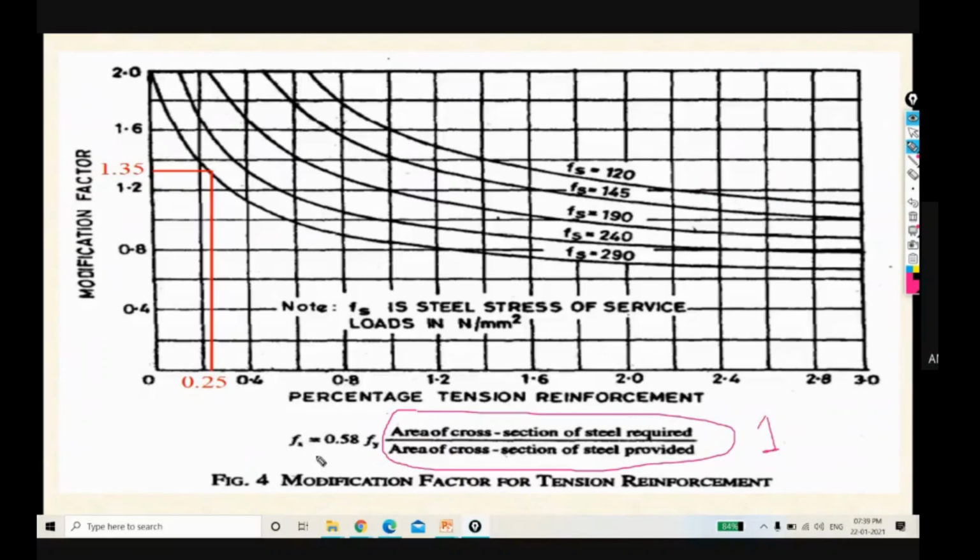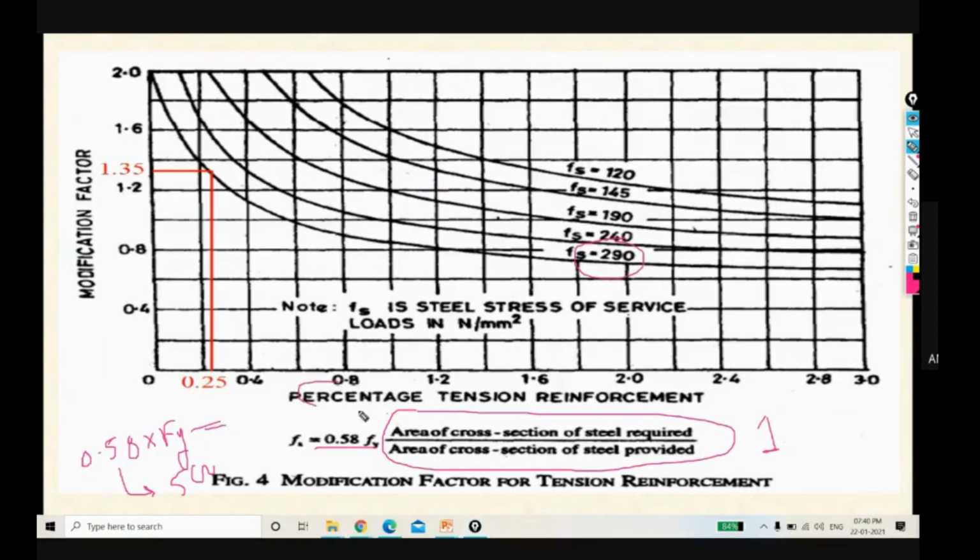Now just calculate this Fs. So 0.58 into Fy, where Fy is the grade of steel, and the grade of steel that we have considered is 500. So 0.58 into 500 is 290. So initially, for deciding the trial depth, we will consider Fs as 290.